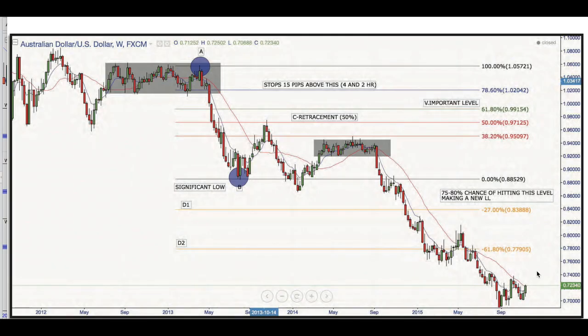0.7050 is a strong level because, again, I've been watching this currency pair for quite a while and I've been monitoring its progress for nearly 4 years now. So that's what I mean about consolidating and bringing your currency pairs in so you know these currency pairs like the back of your hand.